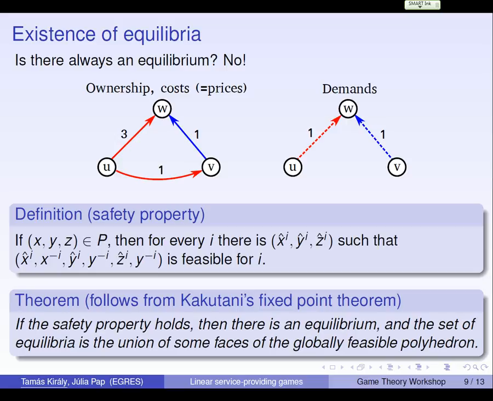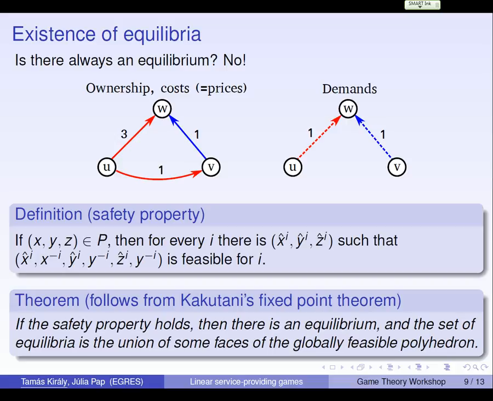But there is a property which guarantees the existence of equilibria. I call it the safety property. If we have a vector in the polyhedron P, not necessarily feasible, but in the direct product of the polyhedra of the players, then for every player I, there should be a vector in his polyhedron such that if he changes to this strategy, then the solution will become feasible at least for him.